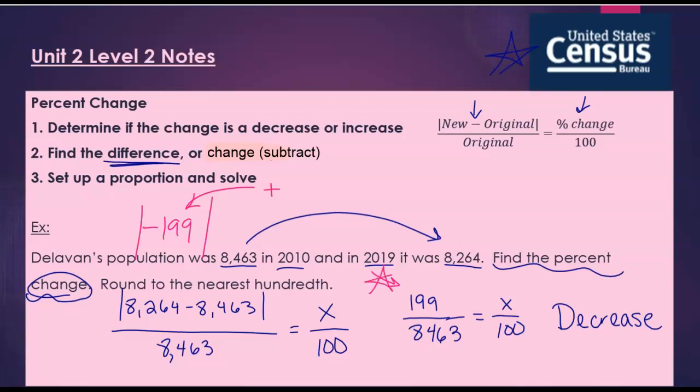All right, now let's go back and solve our proportion. You can do 199 divided by 8,463, then multiply by 100, or you can cross multiply. 19,900 is equal to 8,463 times our percent change, divide, and we get 2.35%.